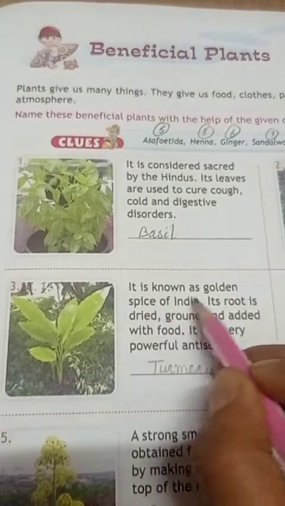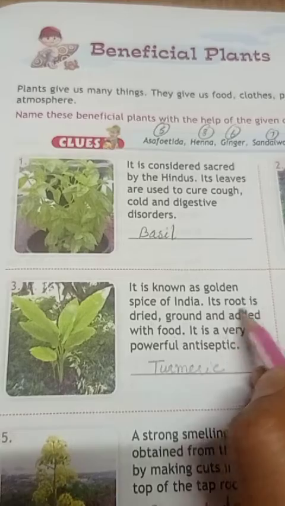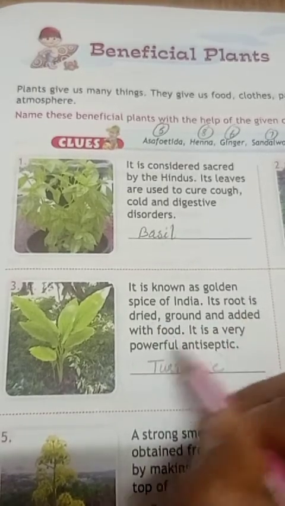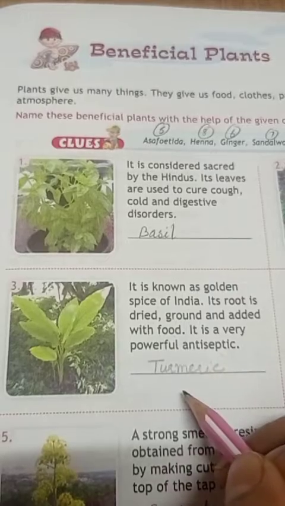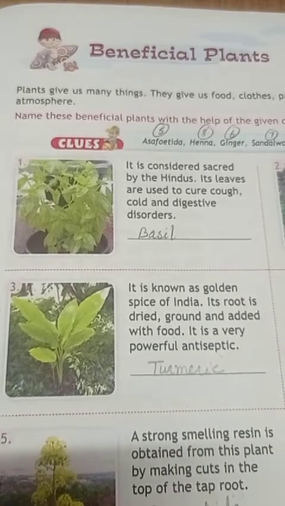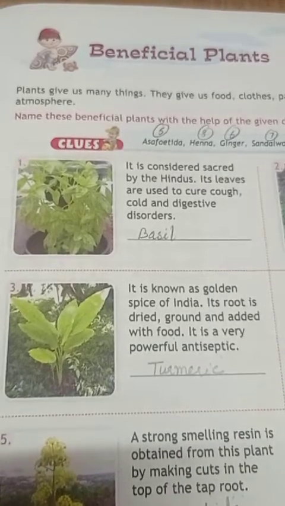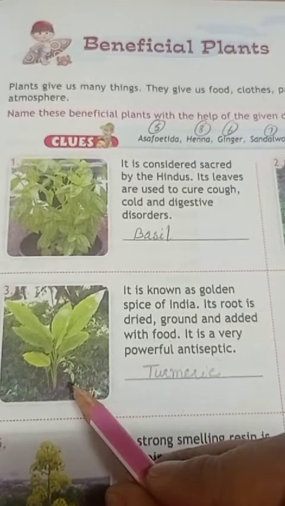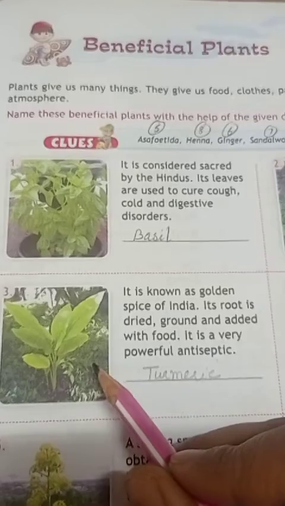Yes, next is, it is known as the golden spice of India. Its root is dried, ground and added to food. It is a very powerful antiseptic. So this is turmeric. Clear? All of you are familiar with this. So students, you all are familiar with turmeric, which we call haldi.